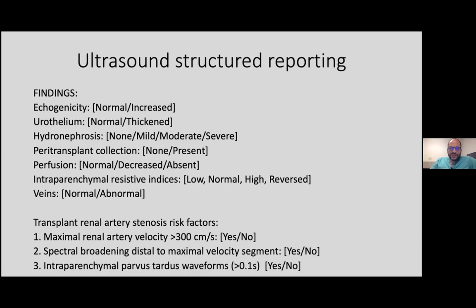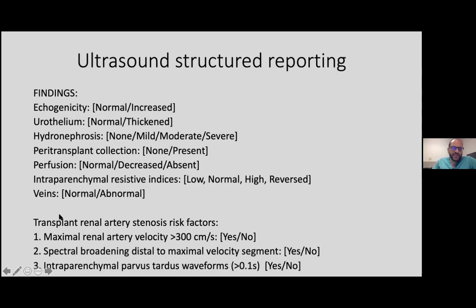So here's the ultrasound structured reporting that we have now. I like to keep things pretty simple. I've taken out almost all numbers from all of our ultrasound reports, and I didn't want to make transplanted kidneys an exception to our trying to take out all velocity. So you can see with echogenicity, we just say normal or increased. The urothelium, I'm not going to talk about in this one, but we found it to be quite useful in looking for rejection, so we just have normal and thickened. Hydronephrosis, peritransplant collections, perfusion, intraparenchymal resistive indices, and veins. This is just our standard look here.